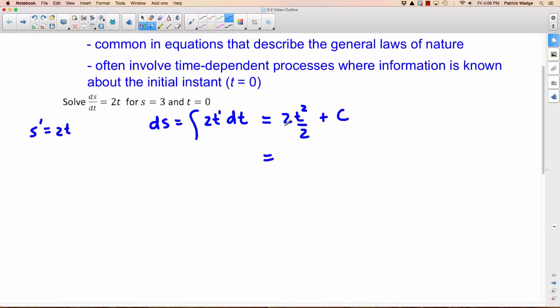So pretty easy to simplify. Cross out the 2's, you get t squared plus c. Now what does that equal? That's what s equals. Remember, we wanted to know what the s function looks like. This is what it looks like. So that's pretty great. We have the s function now.